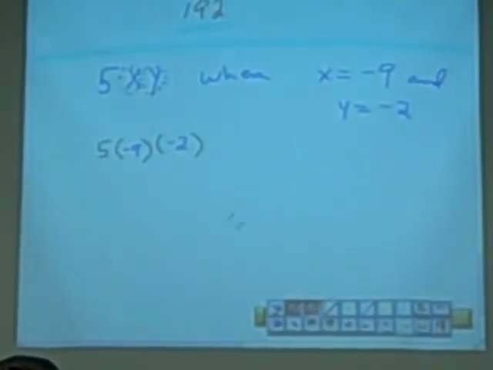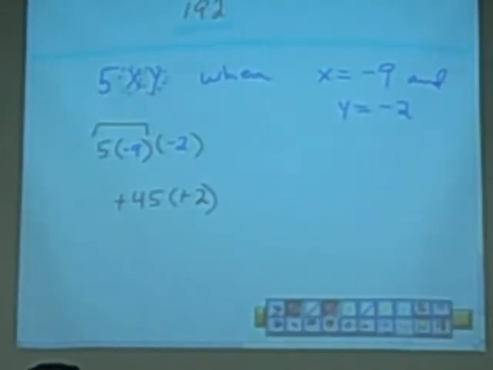Alright, so let's take a look at 5 times negative 9, and that's going to be what? Negative 45, and we're going to bring down times negative 2. Since we got a positive 5 and a negative 9, it's still going to be negative, but now we got a negative 45 and a negative 2, that's going to be a positive, right, because the negatives cancel out, and so we end up with positive 90. And if you want to put that plus sign there, to remind you, you got to check the signs, right?